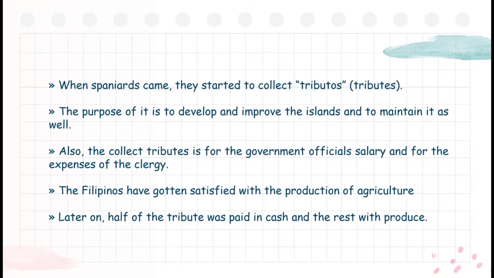Exempted from payment of tributos were the principales, including the alcaldes or the mayors at this moment, the gobernadores, which are the governors, the cabezas de barangay, which are the barangay captains, the soldiers, the members of the civil guard, the government officials, and the vagrant people or the palaboy-laboy. So the Filipinos have gotten satisfied with the production of agriculture. Later on, half of the tribute was paid in cash and the rest with produce. So definitely, this helped finance the conquest in the Philippines.